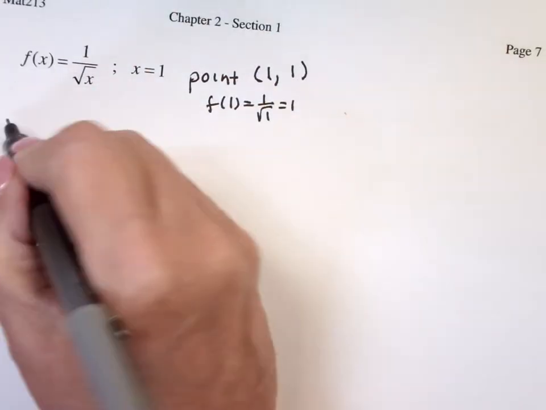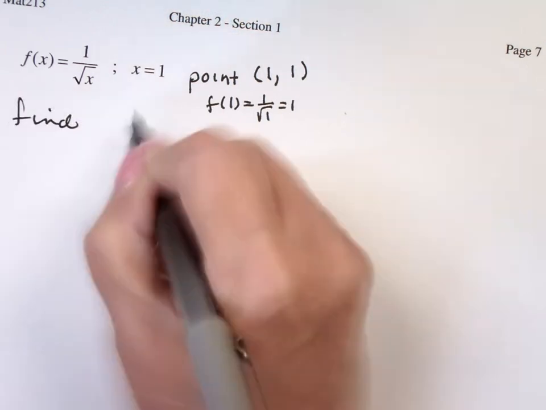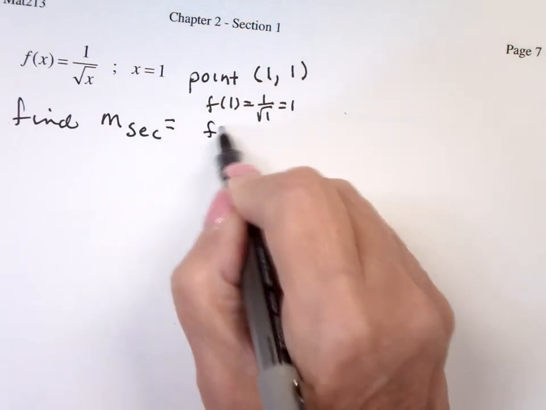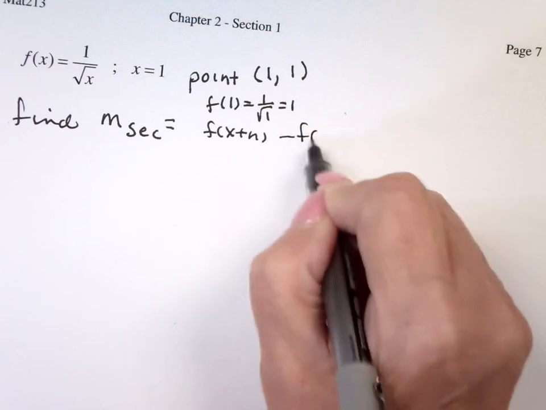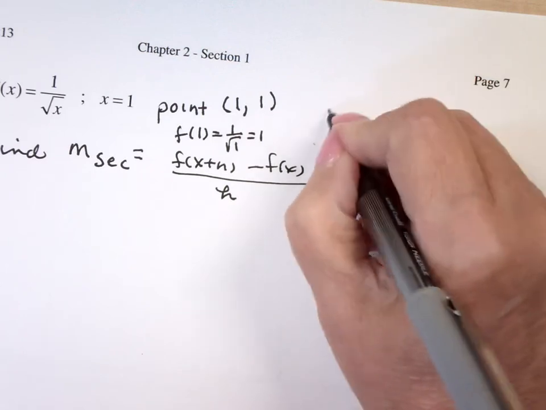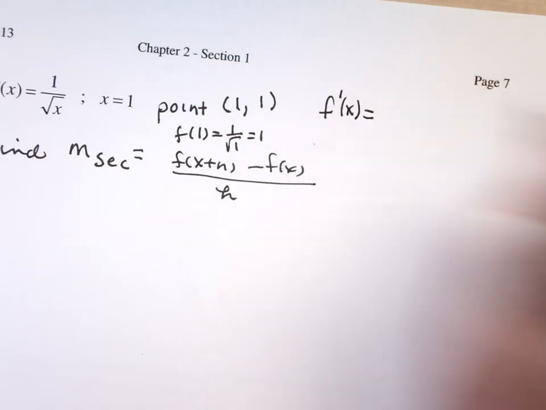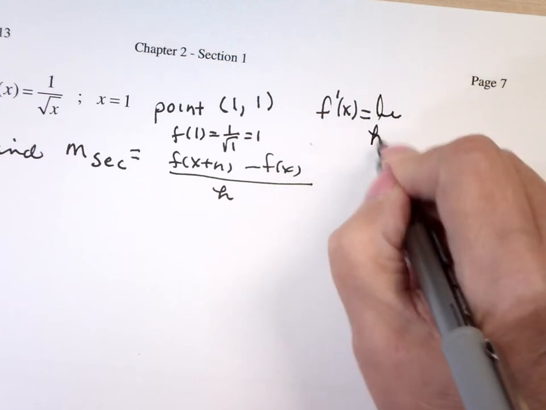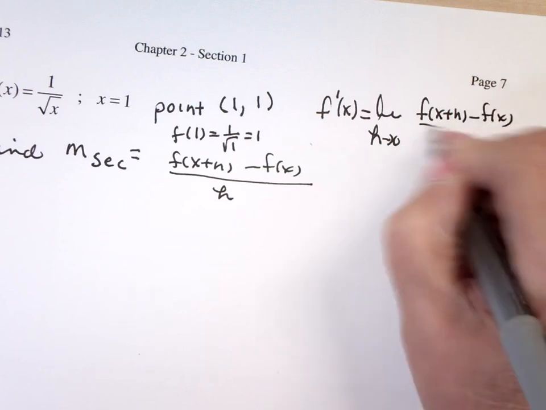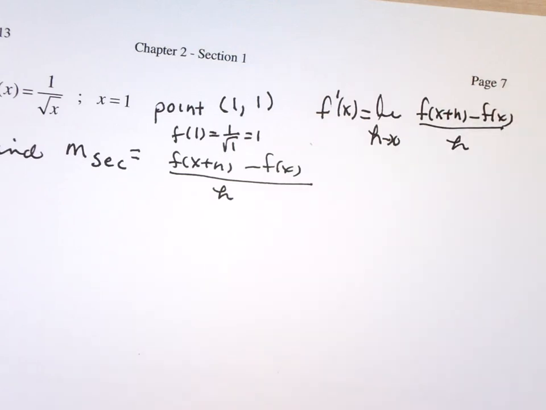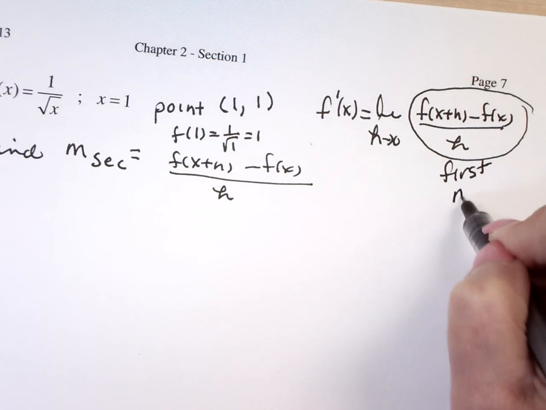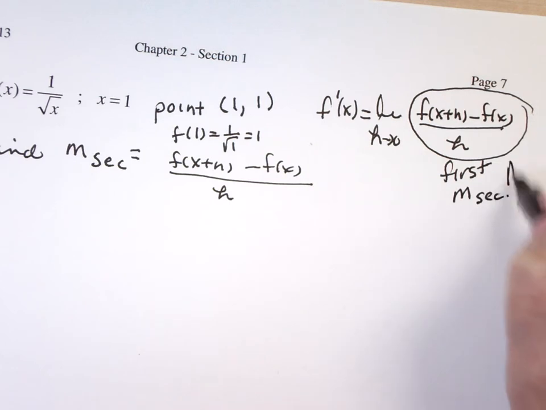So, first thing I'm going to find is the slope of the secant. That's the difference quotient, f of x plus h minus f of x all over h. Because remember, what we're going after is this. f prime of x, that's the slope of the tangent, is the limit as h goes to 0 of f of x plus h minus f of x all over h. That's what we're going after. But I'm going to do this part first. That's the slope of the secant. That's algebra.